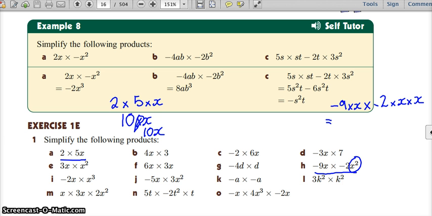So then it's a matter of identifying those like terms, and obviously the numbers are like terms. Negative 9 times by negative 2. 2 negative signs makes a positive. 9 times 2 is 18. All right. And then we've got x times x times x.